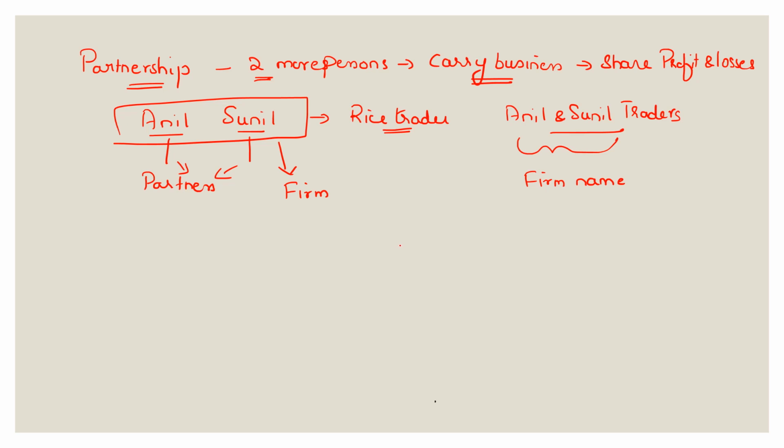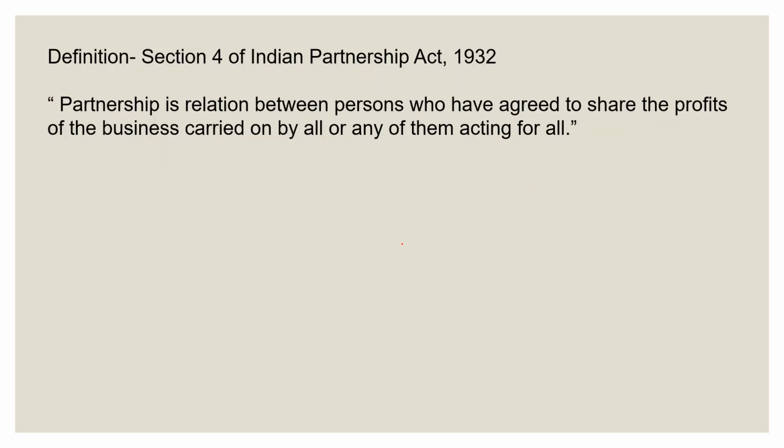So now that we have understood in very simple terms, let us move on to the technical definition. The definition for partnership has been given under section 4 of the Indian Partnership Act of 1932. It has defined partnership as the relation between persons who have agreed to share the profits of the business carried on by all or any of them acting for all.